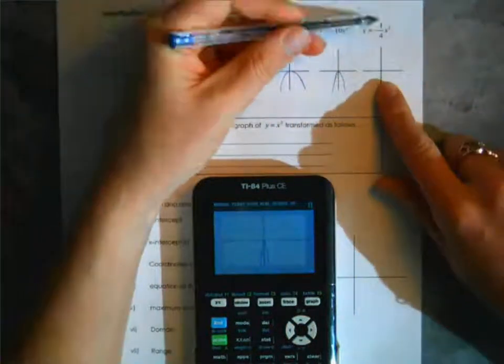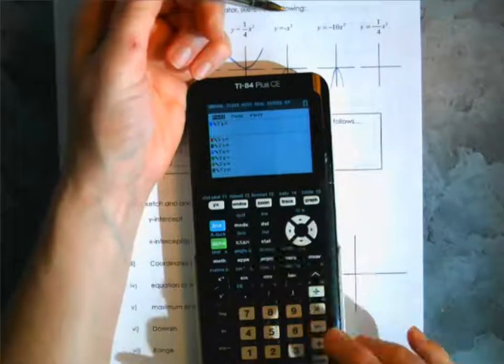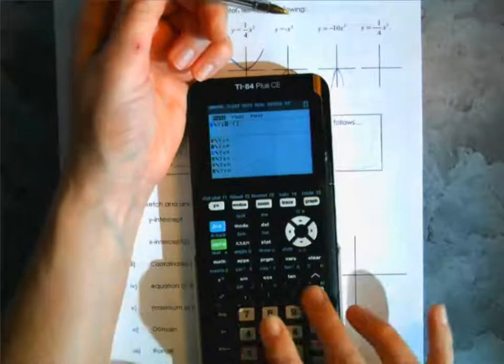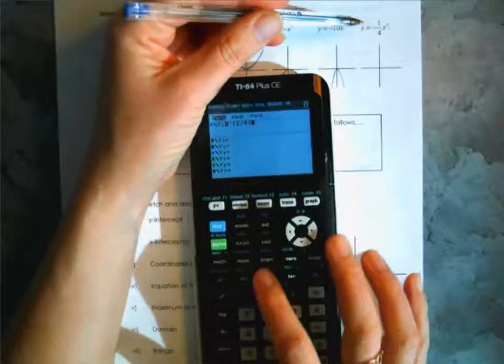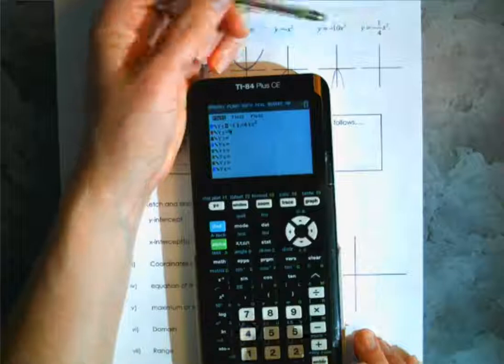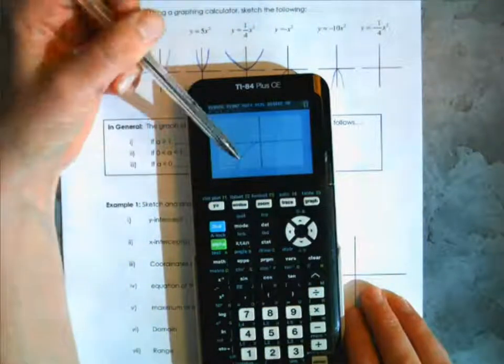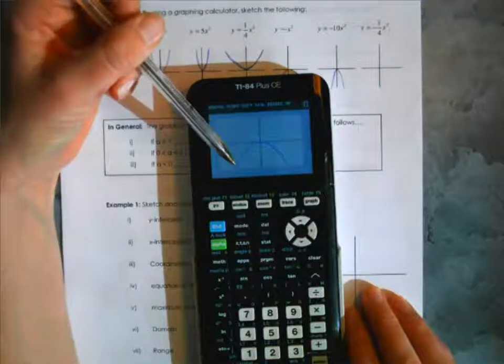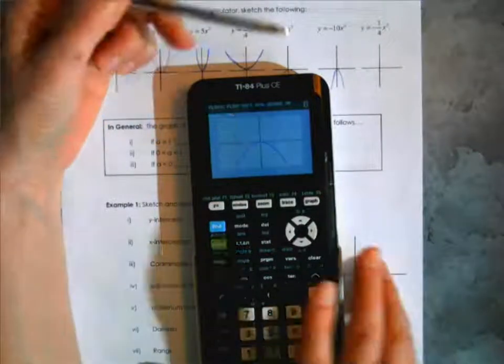Okay, now what if I do negative a quarter? I'm sure you can guess this. Negative 1/4 x squared. And you can see the effect is still the same. If we have a decimal number, but it's in the negatives, it opens downwards, but it becomes wider again.